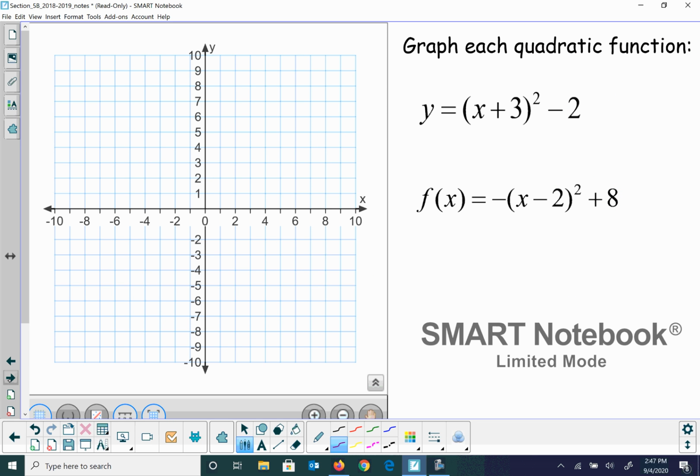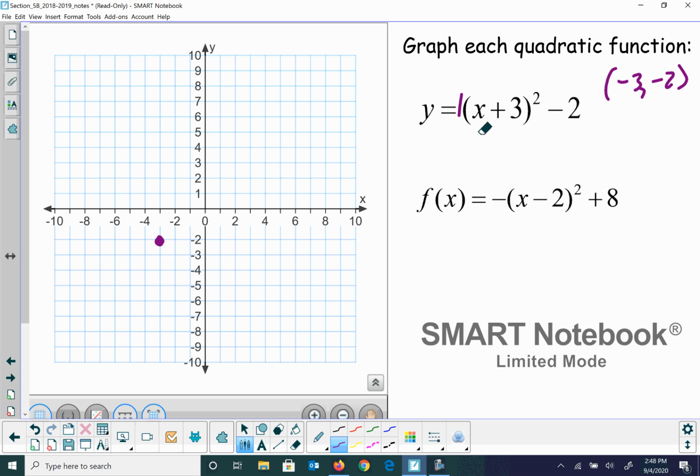All right, so let's go ahead and graph it. So this one is going to be negative 3, negative 2 as my vertex. So let's see, negative 3, negative 2 is my vertex down here. And now I'm going to pattern graph. Notice I have an a value of 1.